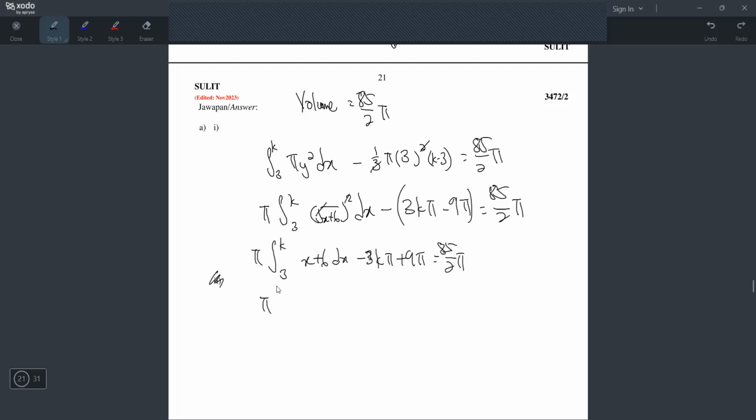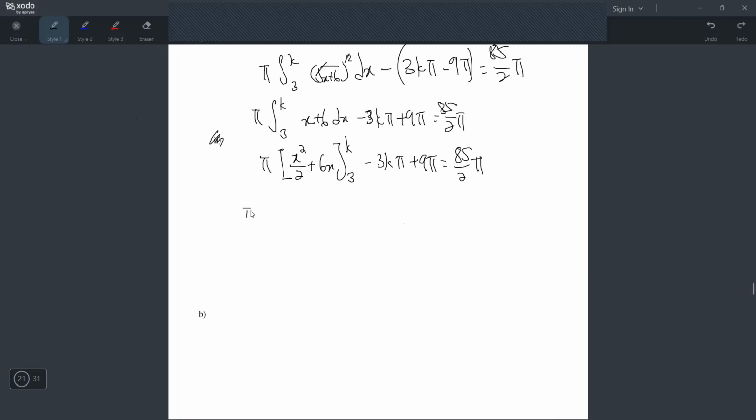So when you integrate, you will stop writing this symbol. You will instead write the big bracket. What is integrate x? X power 2/2. What is integrate 6? 6x. And then close bracket, k, 3, minus 3k pi. This one just follow, just copy. 85/2 pi. And then now, how you continue? You will substitute the k inside, and then you substitute the 3 inside, and then minus in the middle, right? Because inside cannot simplify already. So now take the k, substitute inside x, and then take the 3, substitute inside x, and then minus.